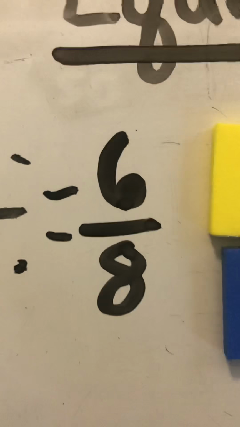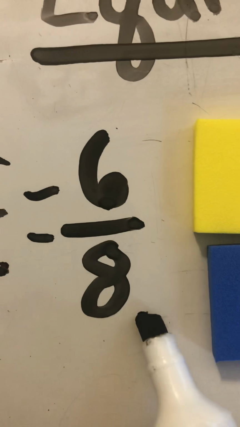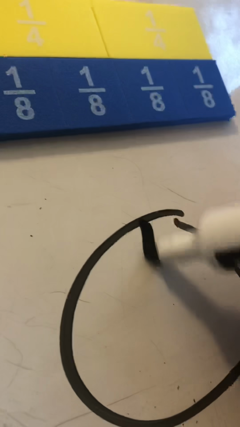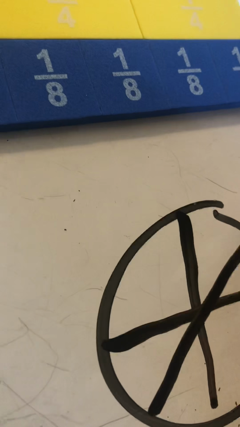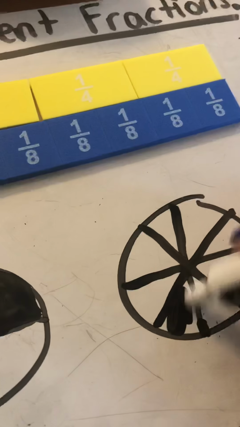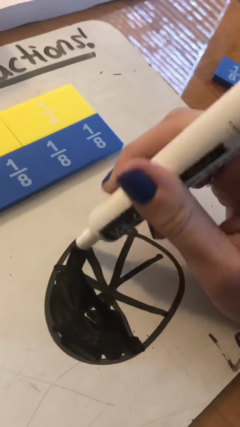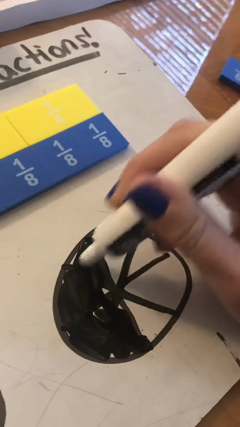Okay, now I'm going to cut my next pizza up into 8 slices. Denominator tells you how many slices to cut your object into. So I'm going to cut this pizza into 8 slices. Now again, my numerator tells me how many pieces to color in. I'm going to color in 6 out of the 8 pieces. 1, 2, 3, 4, 5, 6. 6/8 of this pizza is now colored in.